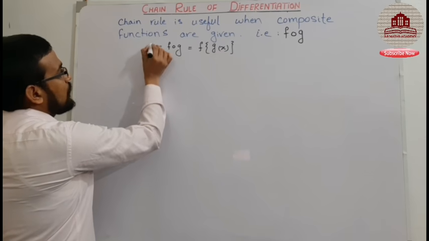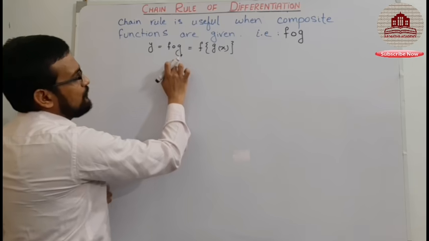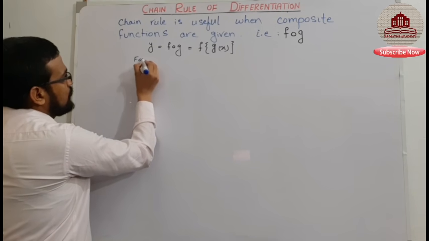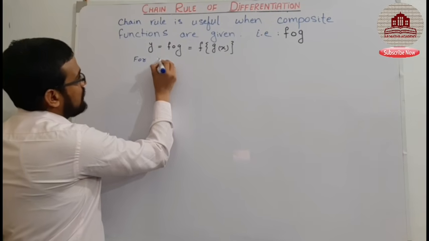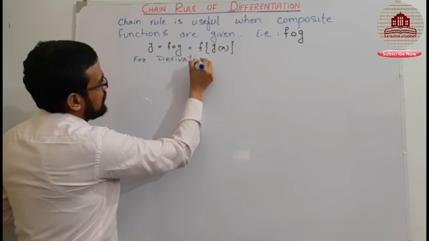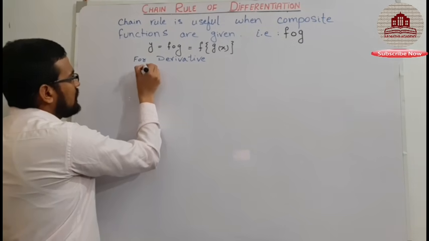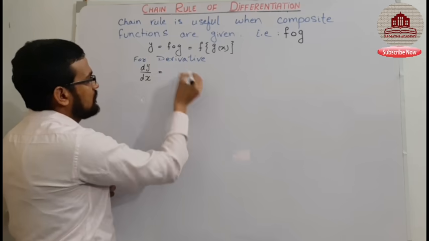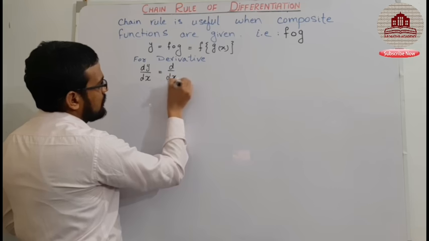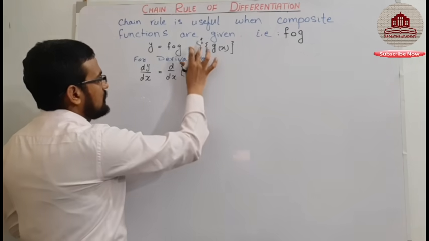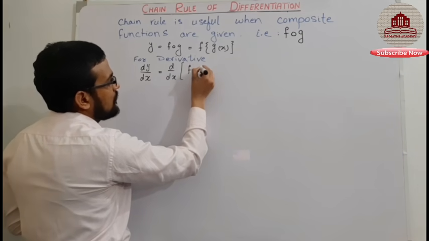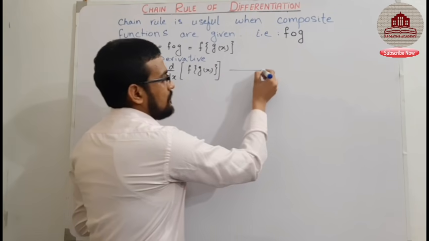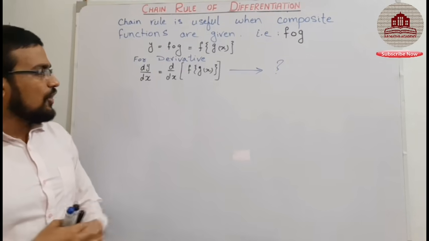For example, let y is equal to f of g, it means f of g of x, and we want to find the derivative dy over dx of this type of question. How can we find the derivative?